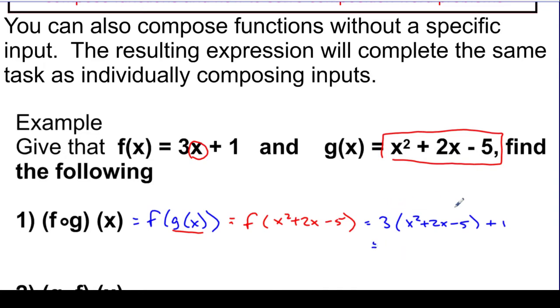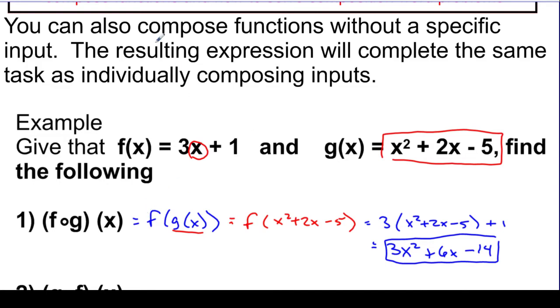So I'm going to distribute: 3x squared plus 6x. Then I get a negative 15 from 3 times negative 5, and I can add the 1 to that because now we're out of the parentheses. So it becomes negative 15 plus 1, which is negative 14. So when you ask me now what f of g of x is, I'm going to tell you this expression, because I took g of x, plugged it in for f, and came out with the answer.